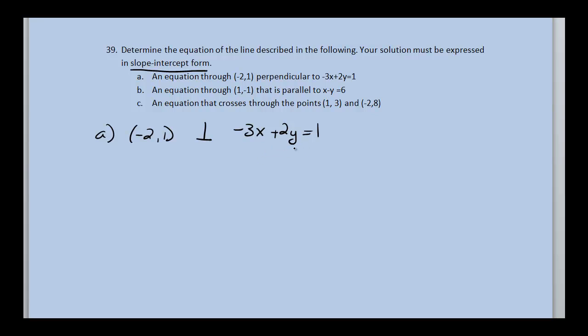In order for us to find the slope of this line, we're going to convert it to slope-intercept form, which is y equals mx plus b. So we're going to add 3x on both sides. So we get 2y is equal to 3x plus 1.